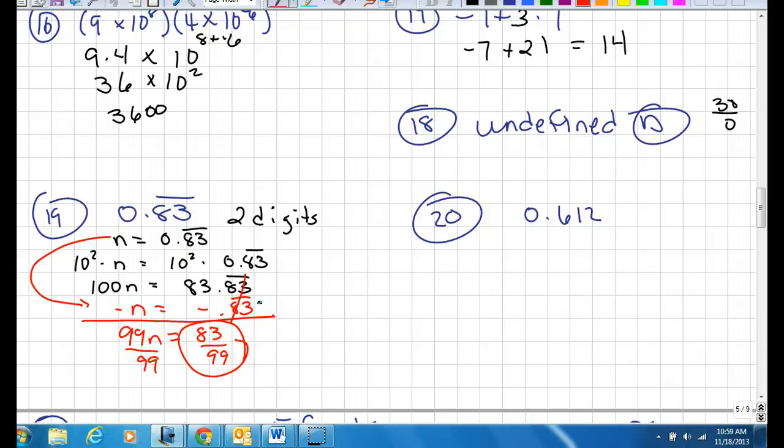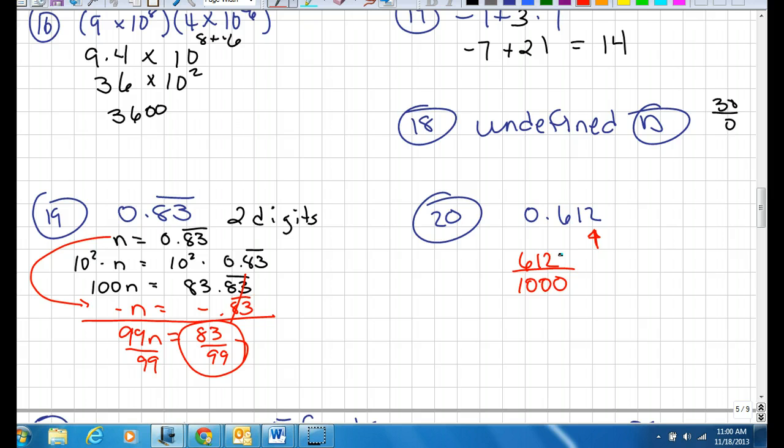If it was a 3-digit repeating number, what would I have multiplied both sides by? 1,000. Yep. Okay, 20 is different than 19 because it's a terminating decimal. To find a fraction, first we find the final place value, which is in what place? Thousandths place. So we're going to take 612 and divide it by 1,000.